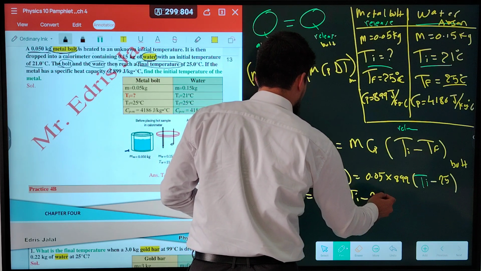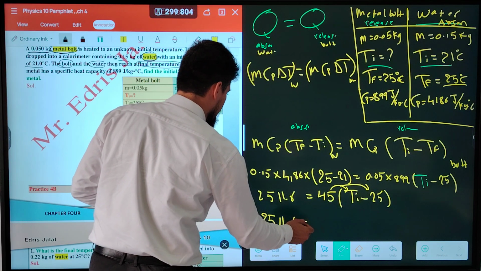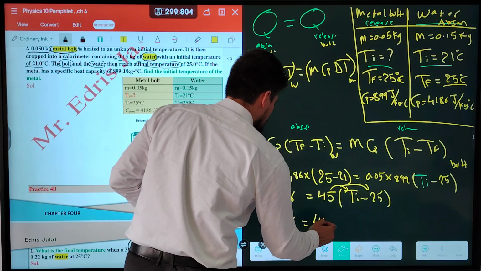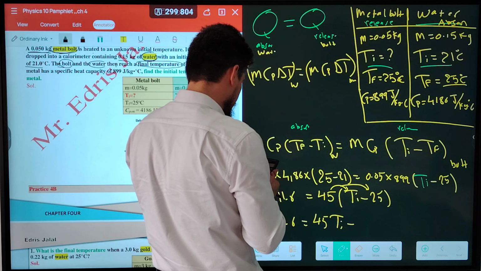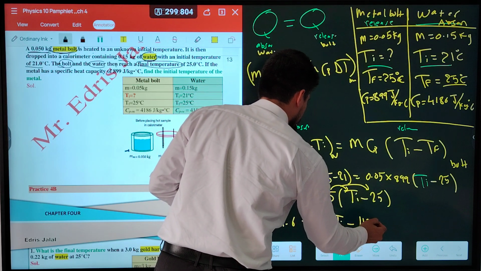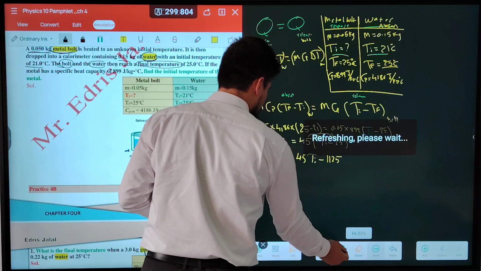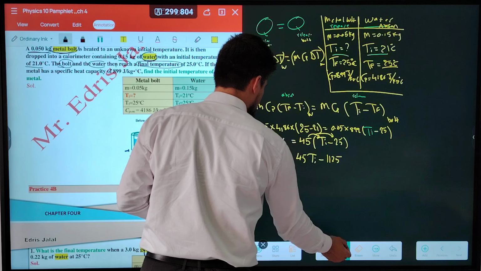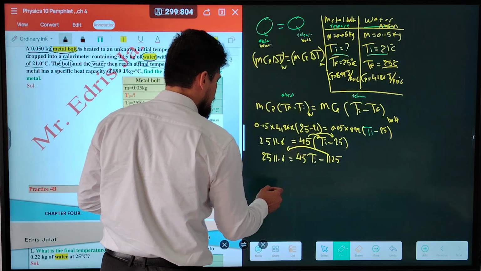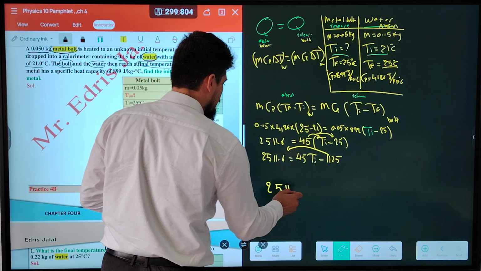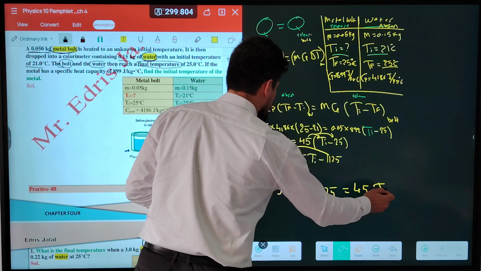T initial minus 25. So open the bracket, multiply both terms. Bring down 2,511.6. 45 times T initial is 45 T initial minus 45 times 25. I got 1,125. So rearrange the equation according to basic math. Take this negative 1,125 to the other side. It's going to be positive: 2,511.6 plus 1,125 is equal to 45 T initial.